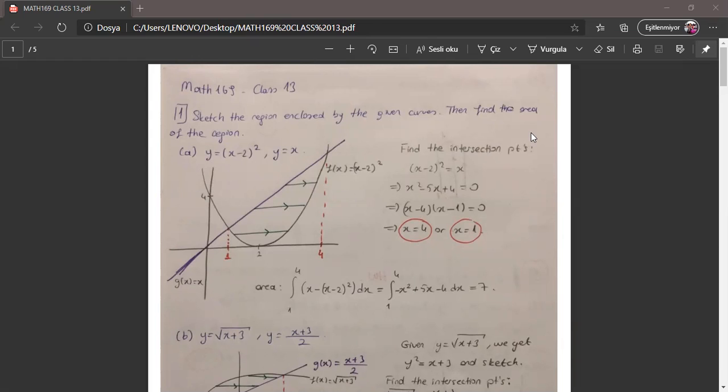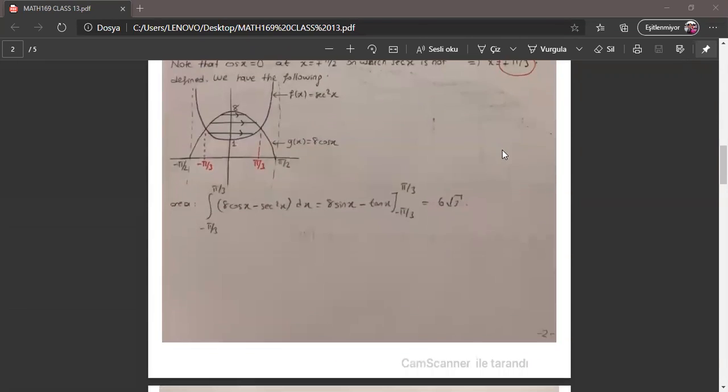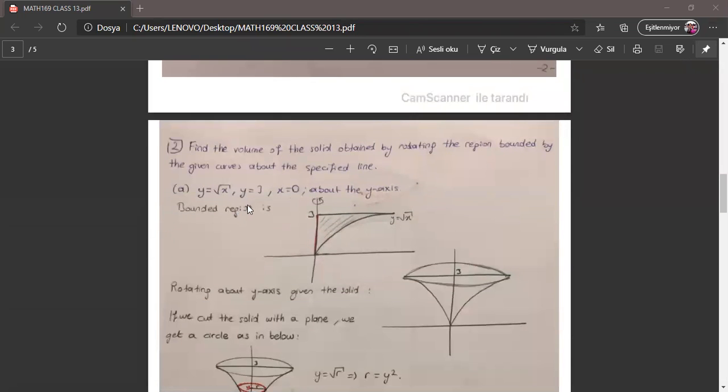This is the last class of this semester. So it's about finding the area between the given curves or lines and the volume using only one integral. Okay.